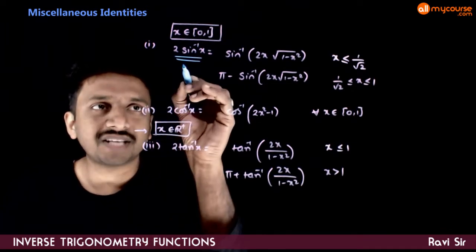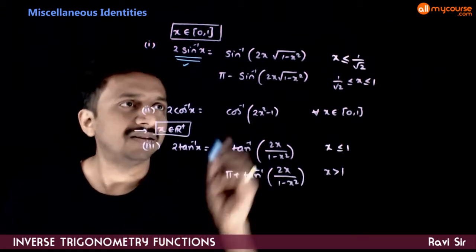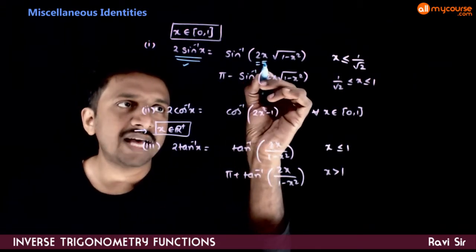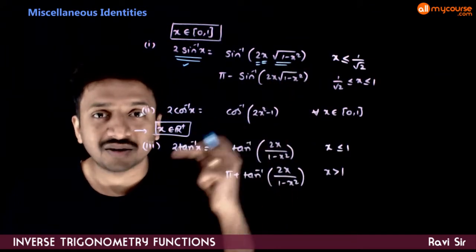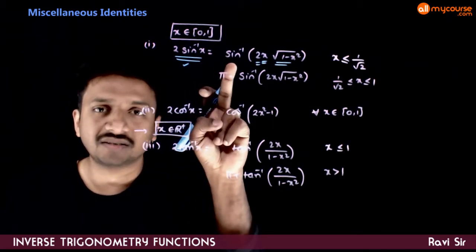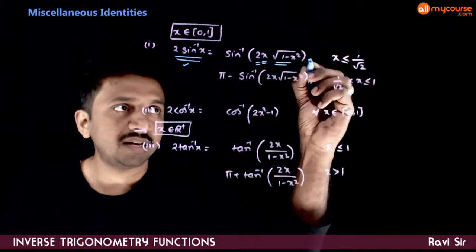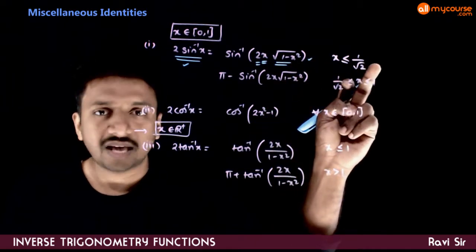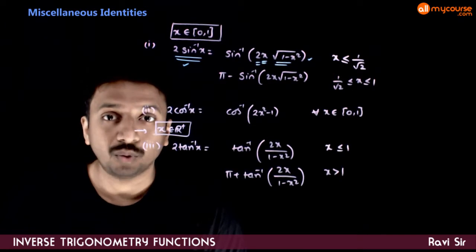So what is the formula for sine 2 theta? 2 sine theta cos theta. 2 sine theta, this is something like cos theta, which is root of 1 minus sine square theta. So 2 sine inverse x is equal to sine inverse of 2x root of 1 minus x square. This formula works as long as x is less than or equal to 1 by root 2.